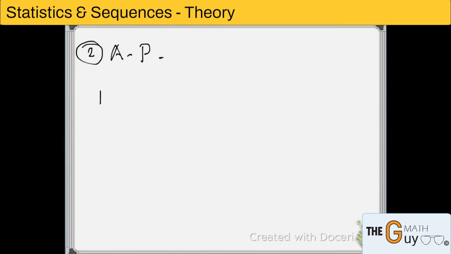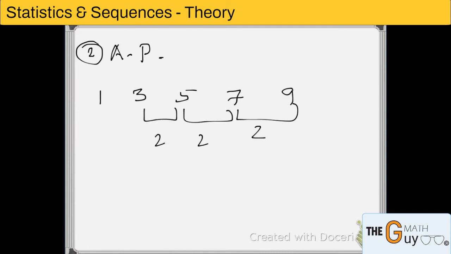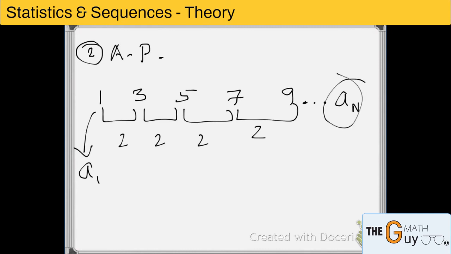For example, 1, 3, 5, 7, 9. The difference, as you can see, is 2 constantly. This is an arithmetic sequence. What are the formulae you need to know? The first thing you need to be able to calculate is the nth term. So this is the first term a1, then you have a2. To calculate the nth term, the first term is very important, and this difference d is very important. Once you have these two quantities in an arithmetic progression, you can calculate whatever you need.